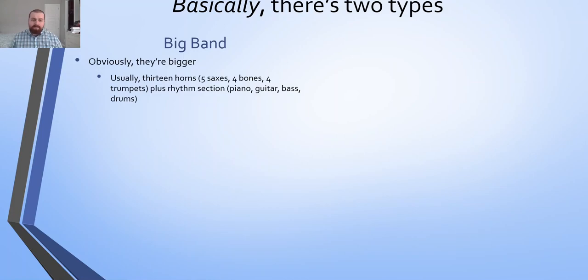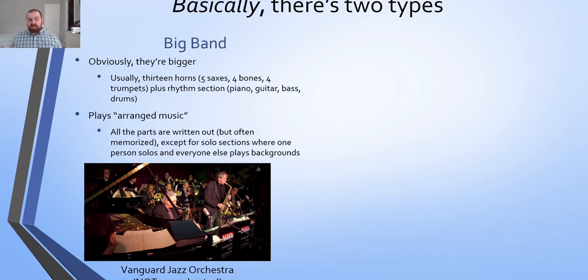We have a big band. Obviously, it's bigger. Usually you have 13 horns, 5 saxes, 4 trombones, and 4 trumpets, plus a rhythm section, which is usually piano, guitar, bass, and drums. The big band plays what we call arranged music. All the parts are written out, but often memorized. Except for solo sections where one person solos and everybody else plays background. So as you see here in the Vanguard picture, we've got one person soloing and everybody else is playing background figures. And you can see the stands here with their music and the music on the piano.